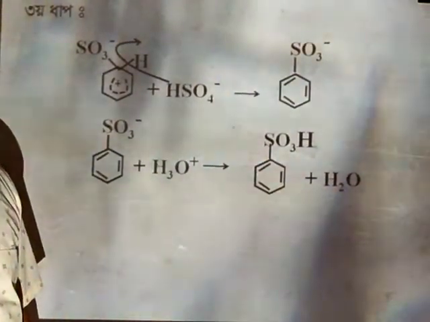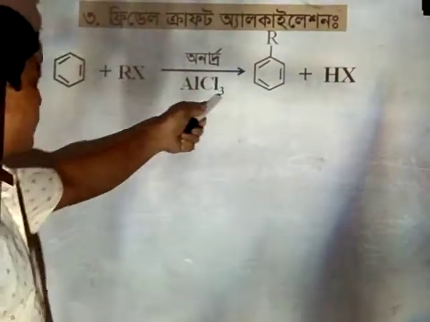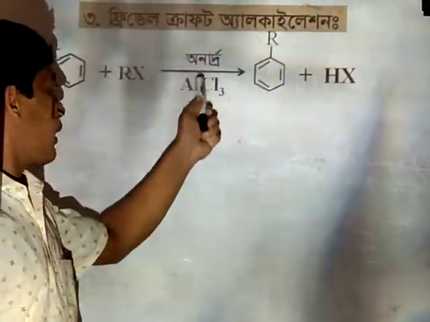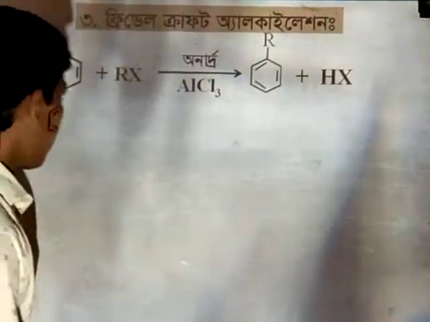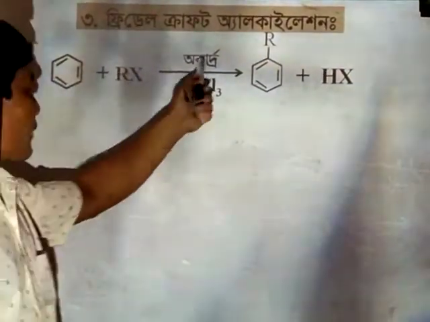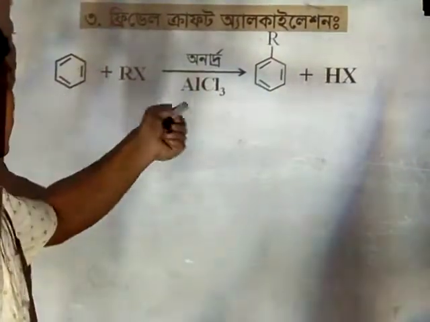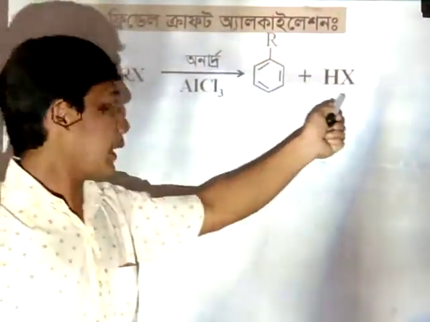Next, we will discuss the other electrophilic substitution of benzene. So dear student, see the reaction which is known as Friedel-Crafts alkylation reaction. First, we see the reaction. Here, this is benzene, this is alkyl halide, and this is the reagent, anhydrous aluminum chloride. So if benzene reacts with alkyl halide in the presence of anhydrous aluminum chloride, which is known as Lewis acid, then it will produce alkyl benzene and hydrogen halide.